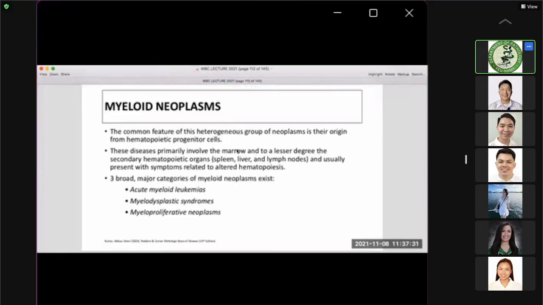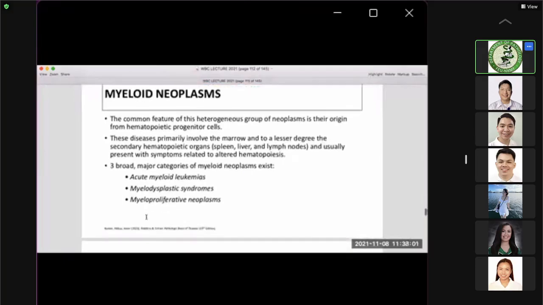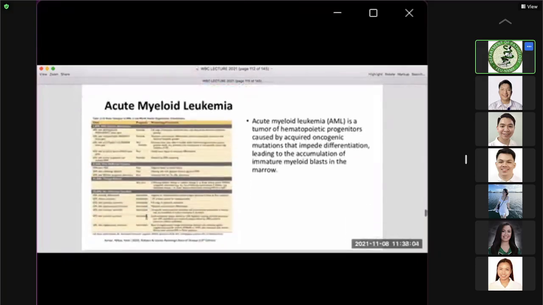A common feature of this heterogeneous group of neoplasms is their origin from hematopoietic progenitor cells. These diseases involve the marrow and, to a lesser degree, the secondary hematopoietic organs as listed: spleen, liver, and lymph nodes. They present with symptoms related to altered hematopoiesis. So we have three major categories: acute myeloid leukemia, myelodysplastic syndrome, and the myeloproliferative neoplasms.